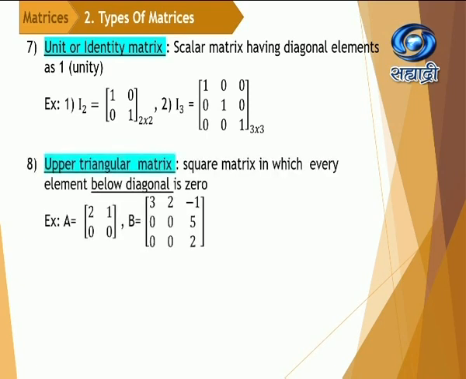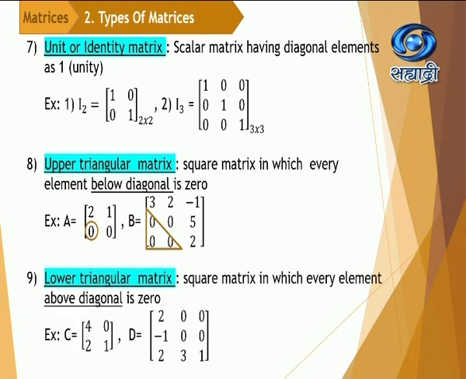Then we have upper triangular matrix. It is a square matrix in which every element below the diagonal is 0. Now you know what is meant by diagonal entries, and below the diagonal for upper triangular all are zeros. So here you can locate these zeros below the diagonal, and such a matrix is called an upper triangular matrix.